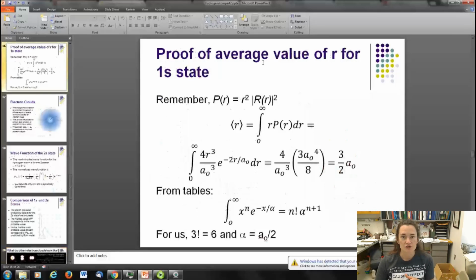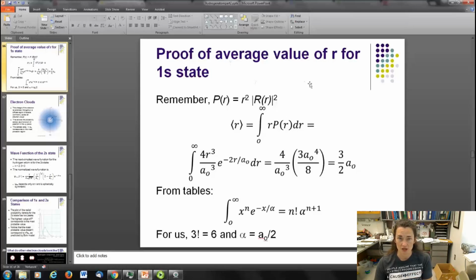If you want to find the average value, remember that the way that we did that was we integrated the square of our distribution function times the thing that we wanted to get the average of, and integrated that over all space, okay? So since we want the average position, we would multiply the position r times our probability density, P of r, and then integrate that from 0 to infinity to find our average, okay?